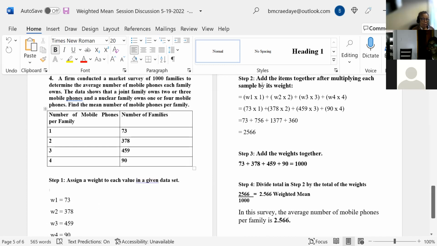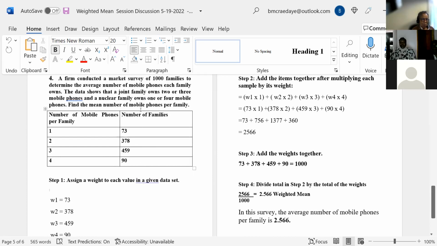Now, we can multiply the weight by each one. So 73, we say that's a 1, right? There we go, right here. 378 is a 2, 459 is a 3, and 90 is a 4. Multiply those out and add them up, right? That gives you 2566.